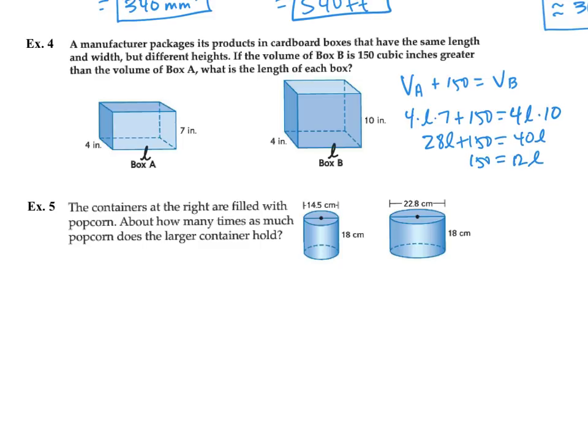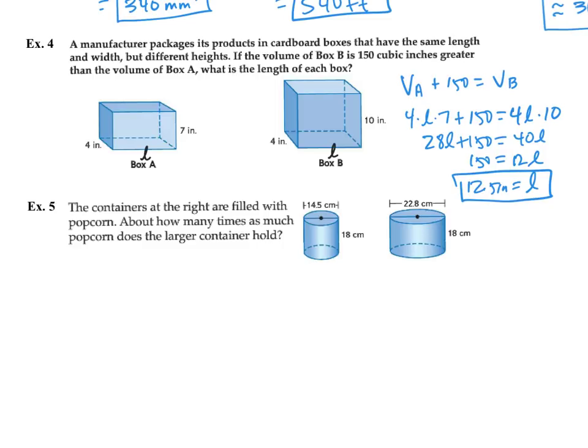I'm just going to subtract 28L from both sides. And then divide both sides by 2. And L turns out to, I'm sorry, not divide by 2. Duh. We're going to divide both sides by 12. So L turns out to be 12.5 inches is the length of each box.